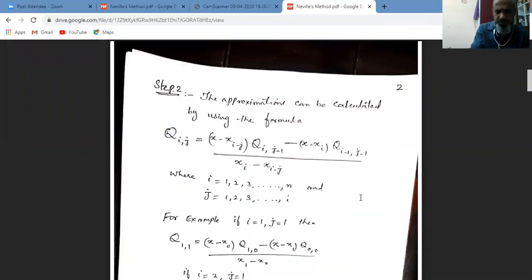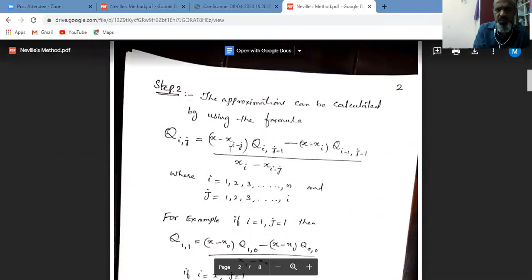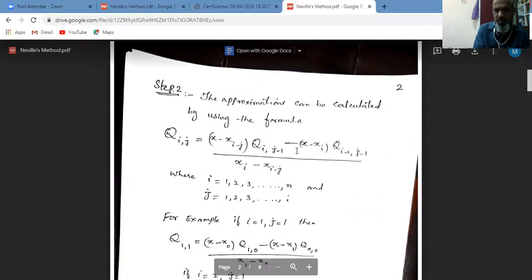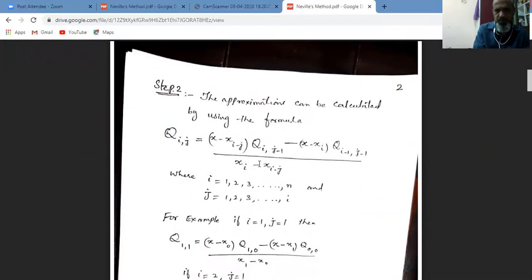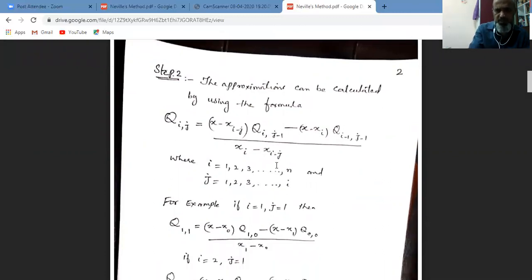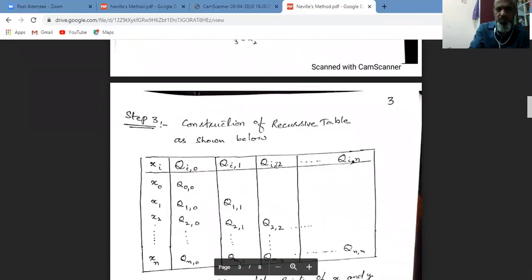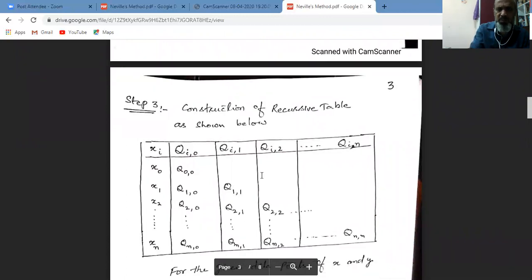So the formula is q i,j is equal to (x minus x i minus j) into q i,j minus 1 minus (x minus x i) into q i minus 1,j minus 1, divided by x i minus x i minus j. So this is the second step. So in the third step, we have to construct the table that is called the recursive table. So how to determine this recursive table?